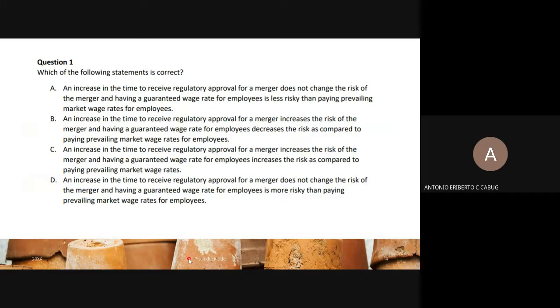Okay, I'll give you 2 minutes to answer this one. Which of the following statements is correct? Go.